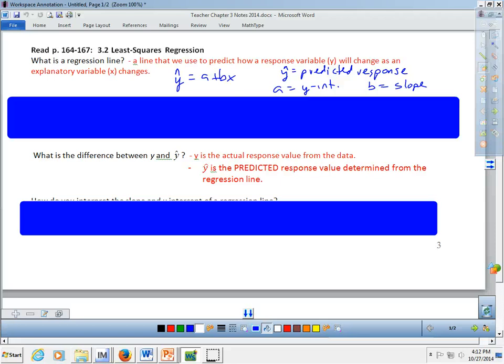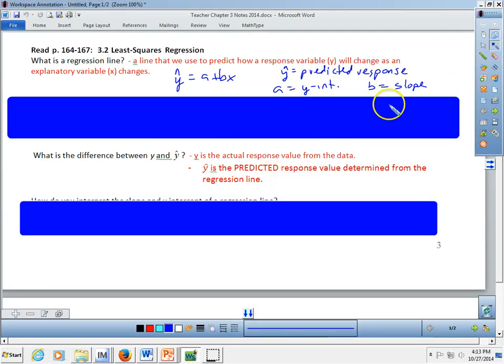Anytime you put a hat above anything in statistics, then we're talking about the predicted value. So y hat is always your predicted value. From our quiz, age and systolic blood pressure, which we'll get back tomorrow, systolic blood pressure is the response variable. So we're going to actually measure someone's blood pressure, and that would be an actual y. y hat would be if we used a regression line, the equation for that regression line.